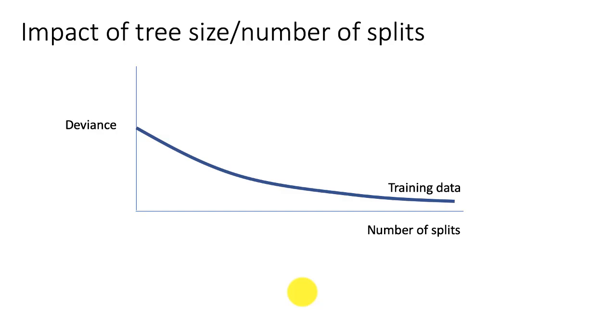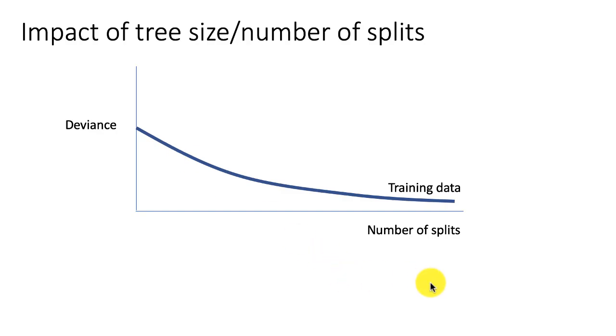As a result of that, if you want to get the best performance on the training data, you should keep on building a tree that's larger and larger and larger. Build a tree that is as big as possible. That will give you the minimum deviance overall, and of course, minimum error rate as well.